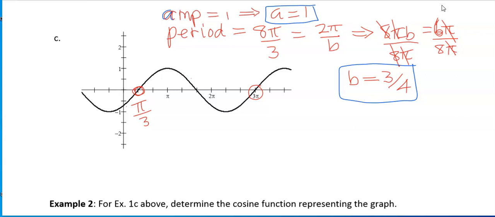All right, so watch what I'm going to put down. I'm going to say that my displacement is equal to, looking at my graph very carefully, pi over 3. I usually pick the closest appropriate point for my displacement. So it's pi over 3.